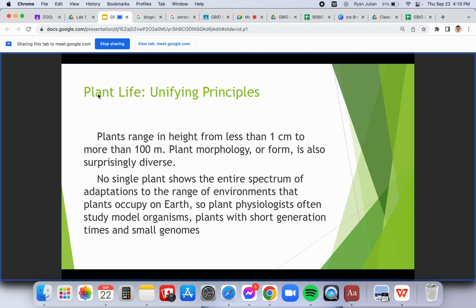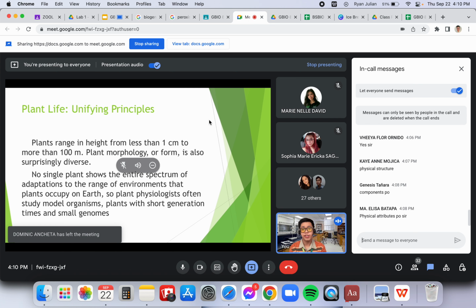As you can see here, plant life unifying principles. Plants range in height from less than 1 centimeter to more than 100 meters. Imagine, take a look at the numbers from centimeters to meters. We can confidently say that the diversity of plants on this planet is really diverse, because wherever you go, I'm definitely sure that you can encounter a lot of plants ranging from different shapes, sizes, and structures.